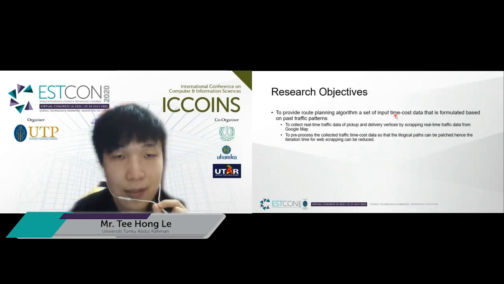The research objective is to provide the route planning algorithm a set of input time cost data that is formulated based on past traffic patterns. In order to achieve our main objectives, we have to collect real-time traffic data of pickup and delivery vertices by scraping real-time traffic data from Google Maps. Also, we need to pre-process the collected traffic time cost data so that the illogical paths can be patched, hence the iteration time for web scraping can be reduced.